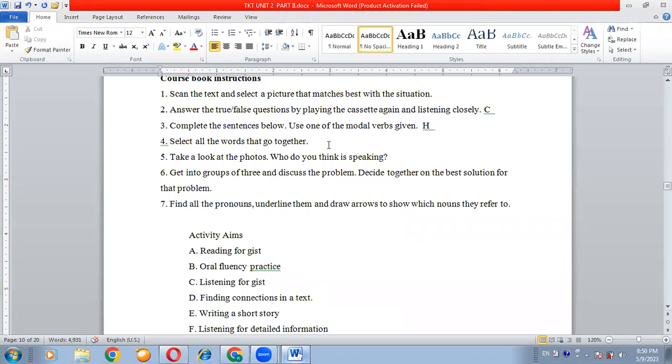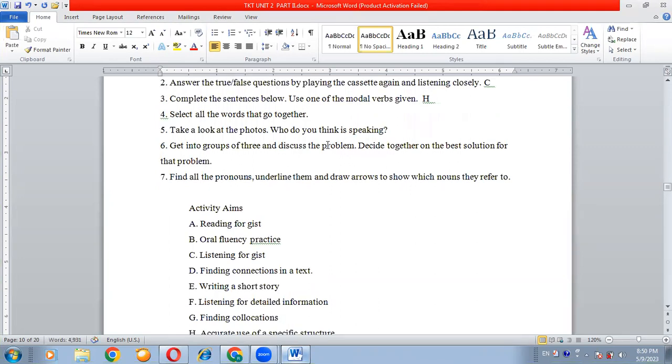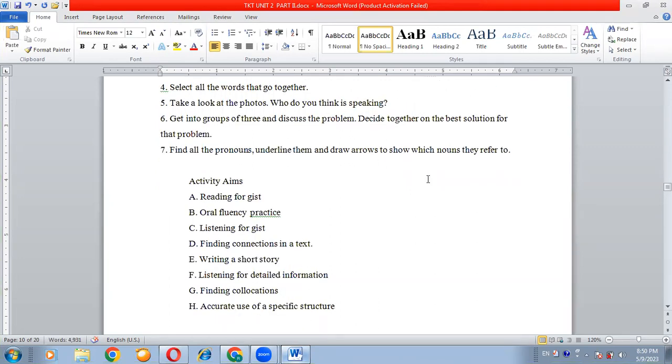Select all the words that go together. What's the answer? G. Yeah, go together means collocations. Take a look at the photos. What do you think is it speaking? B. Yeah, take a look at the photos. What do you think is it speaking? Is an oral fluency practice happening there?